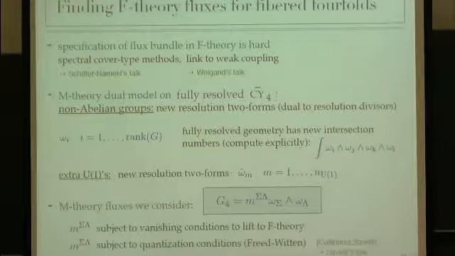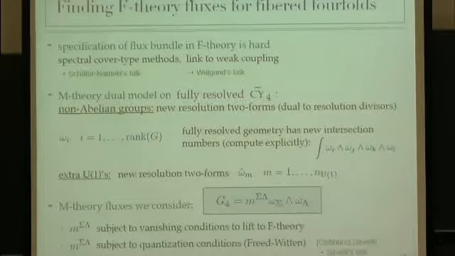What I want to do here is look at the M theory dual model on the fully resolved Calabi-Yau fourfold. When I do the resolution, I get new resolution 2-forms, and the geometry becomes richer because I have new intersection numbers, for example. But the gauge group is broken. I can do that equivalently, including some extra U1s. So I also get some new resolution 2-forms and some new U1s. The M theory fluxes on this resolved geometry can now take the following form. They can be wedges of these resolution 2-forms.